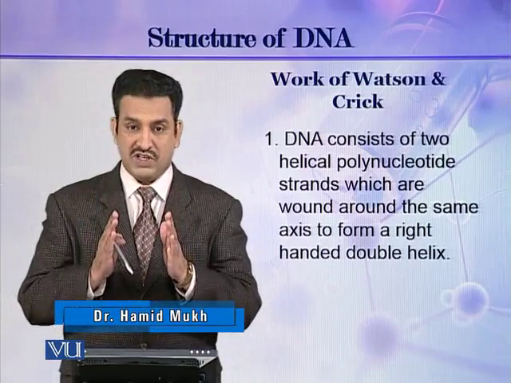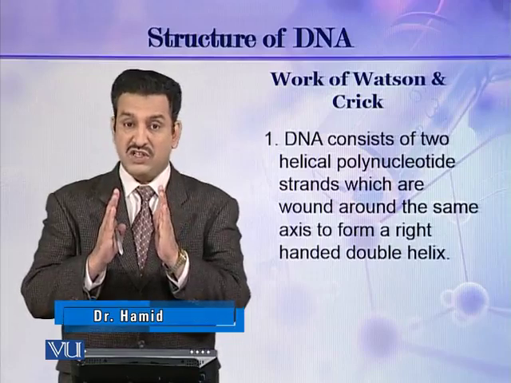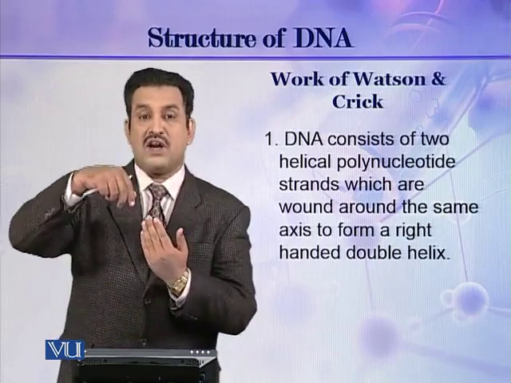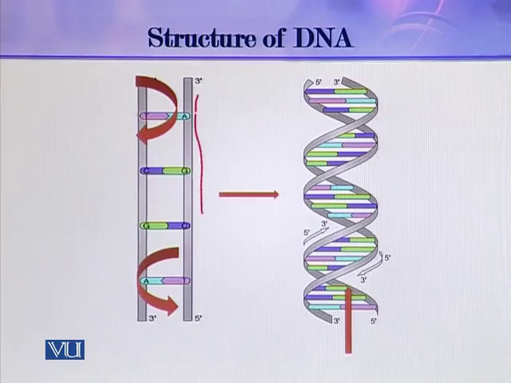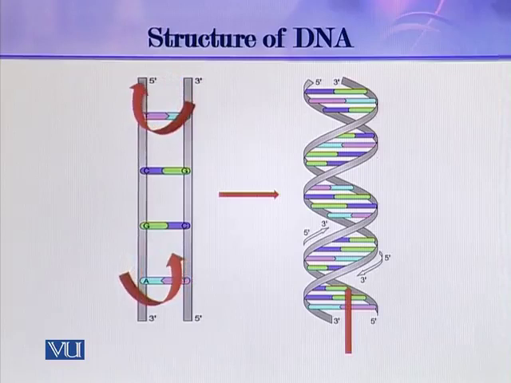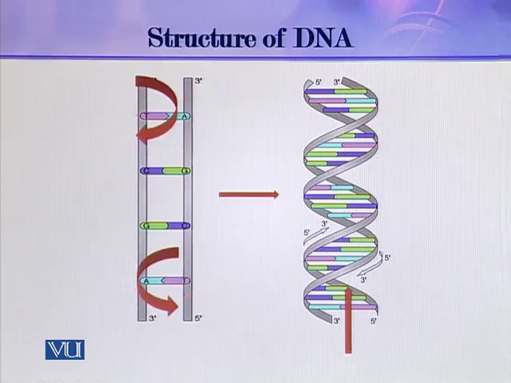So two polynucleotide chains are joined with each other, and then these chains are helically coiled around an axis. As you can see in this picture, these two polynucleotide strands are joined together and wound around the axis. This is the axis, and they form a double helical structure, as you can see here. So this is the double structure of the DNA molecule.